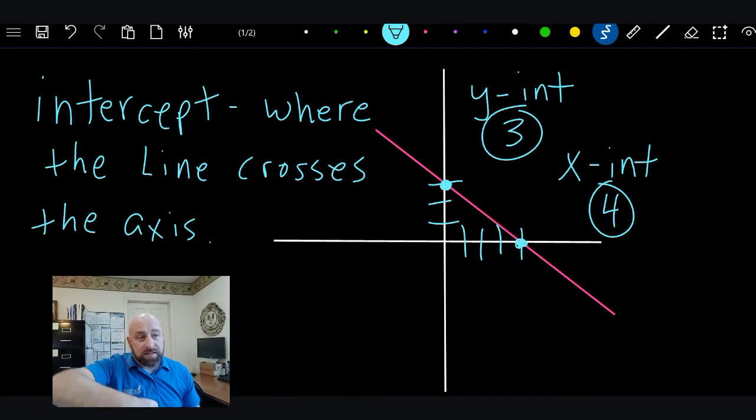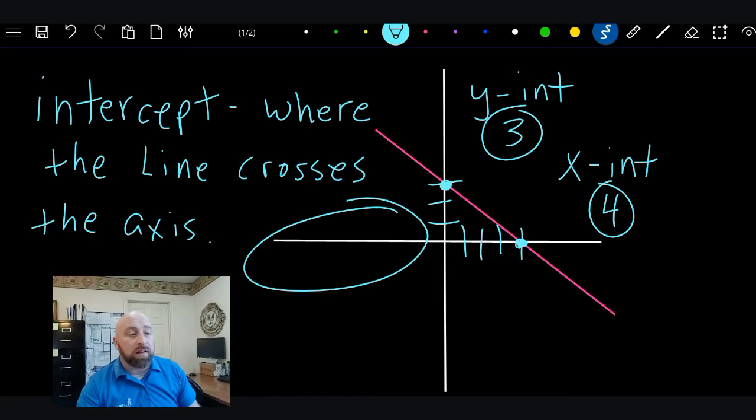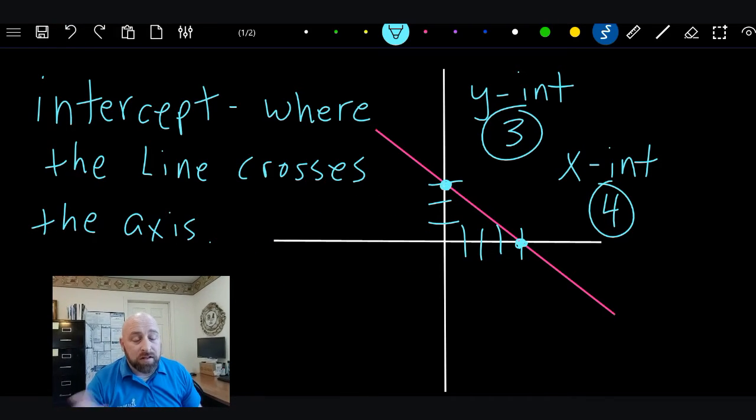Well, what happens if it crosses down here somewhere? Then it would be negative. What happens if it crosses over here on the left side? Then it would be negative on the x. So depending on where it crosses the line, it could be positive or negative. But every line, except for perpendicular and parallel, which are straight to the axes and would never cross, crosses both lines somewhere. So every line, except for perpendicular and parallel, which we'll get to in a later lesson, will have these. They're called intercepts, the y-intercept and the x-intercept.